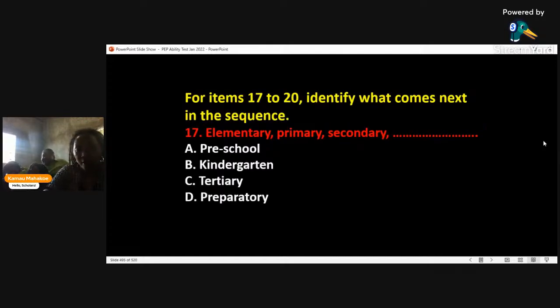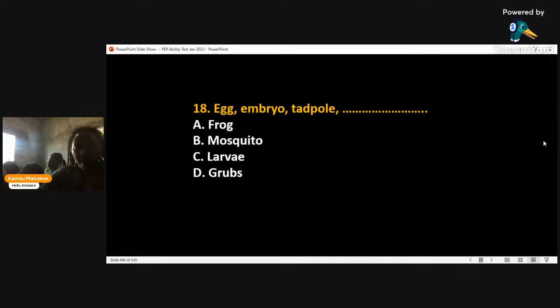All right. Complete the sequence. Elementary, primary, secondary. Then what? Kindergarten. So you're saying prep comes after secondary school? Secondary school is high school, you know. Oh, tertiary. So you have elementary school, primary school, secondary school, and then tertiary. So tertiary would be like colleges and universities. I'm ready for college.